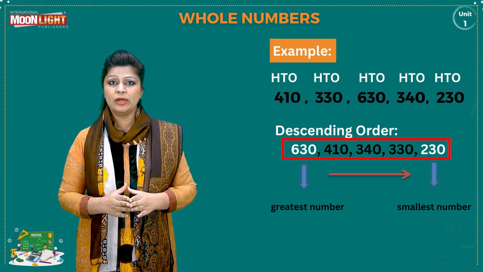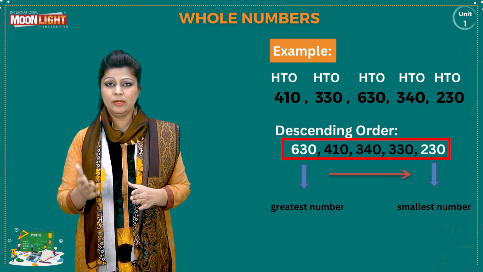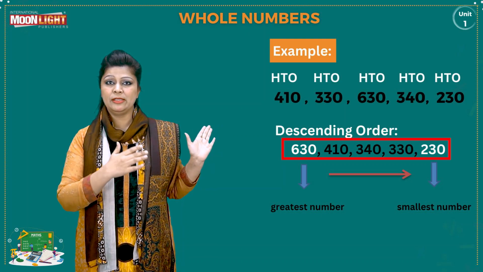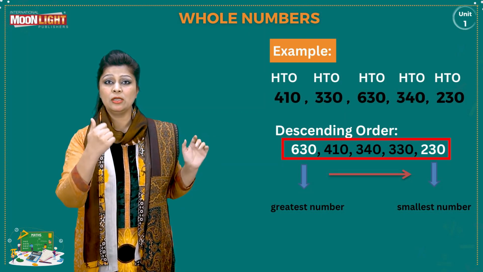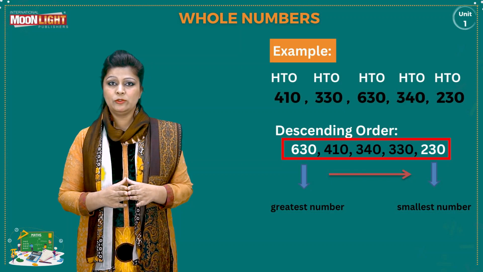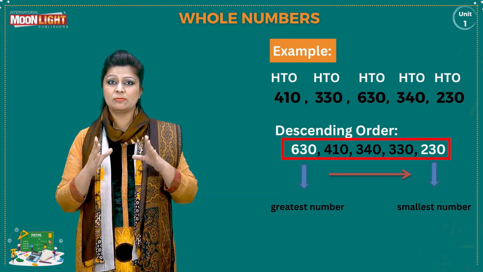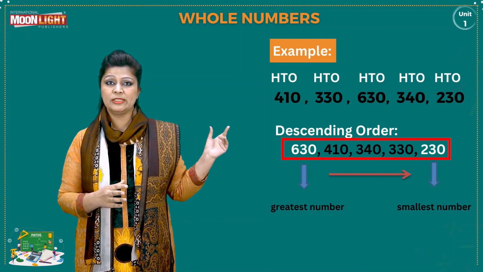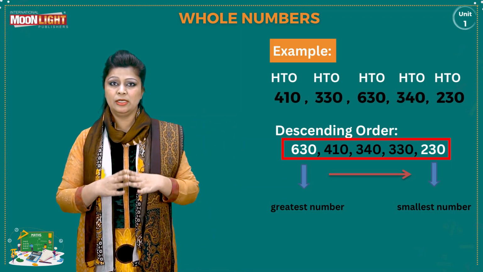After 340, we are going to write the number 330, because this is the smaller number by comparing 340 and 330, as we are moving to the smallest number. So, now what are we going to write? Yes, finally, as we know that the smallest number is the remaining one, we are going to write the smallest number over here at the last, which is 230.